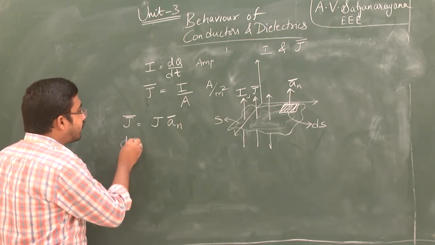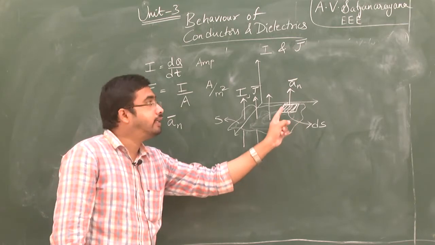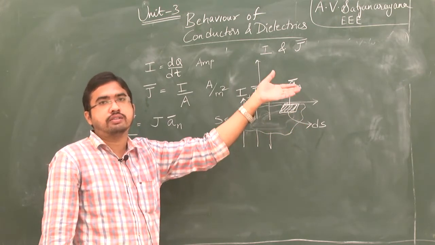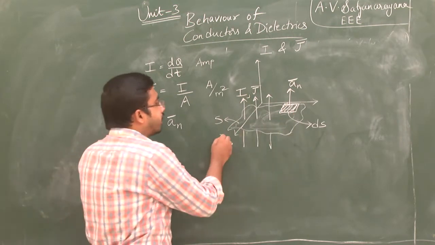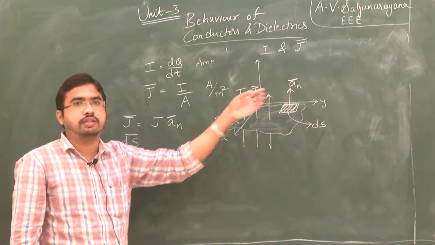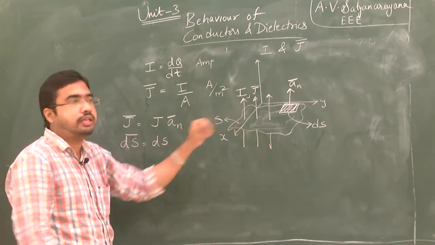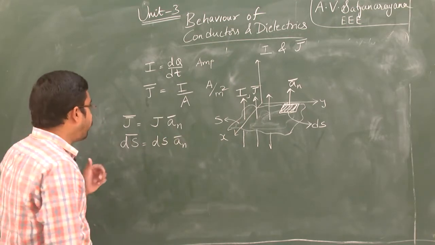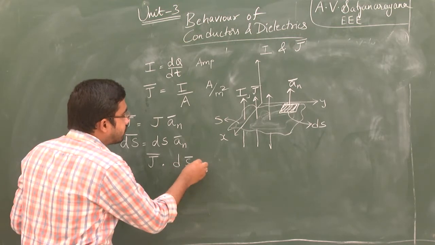How to express differential surface ds in vector form? ds is actually in this plane, but ds bar is a vector which is perpendicular to ds. Okay, that we have already discussed in coordinate systems. ds is a differential surface which is in the xy plane, but ds bar is a vector which is perpendicular to the ds. That means its magnitude ds into the unit vector that is perpendicular to the ds, an bar. Okay, now take the dot product for this.